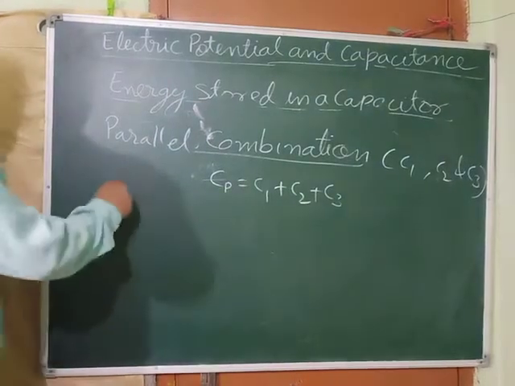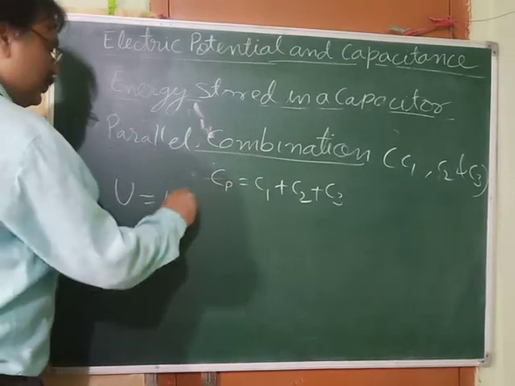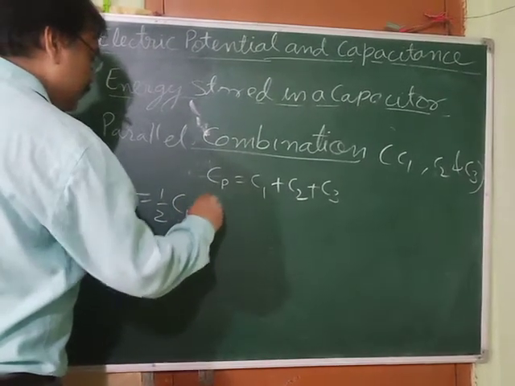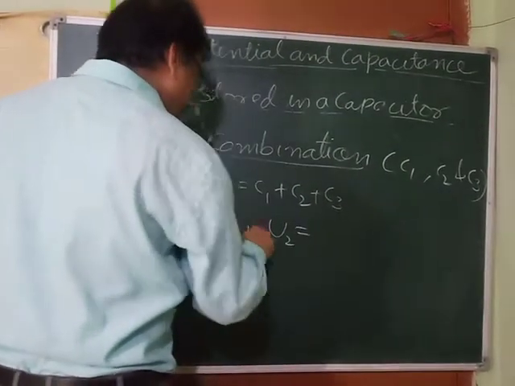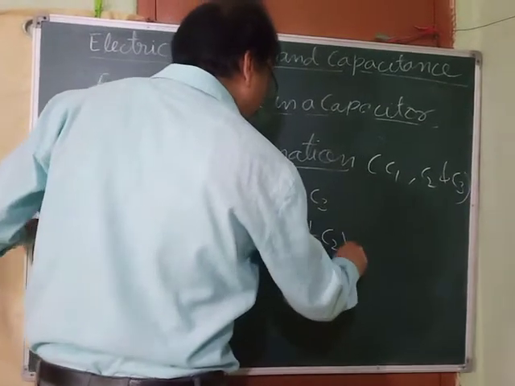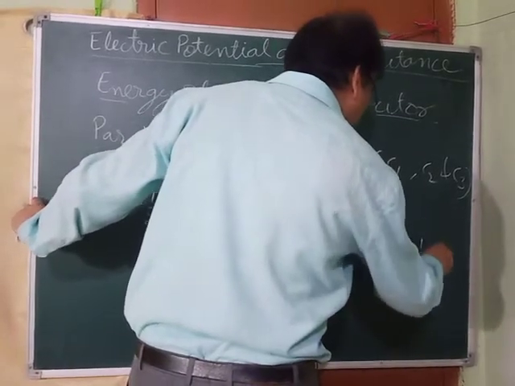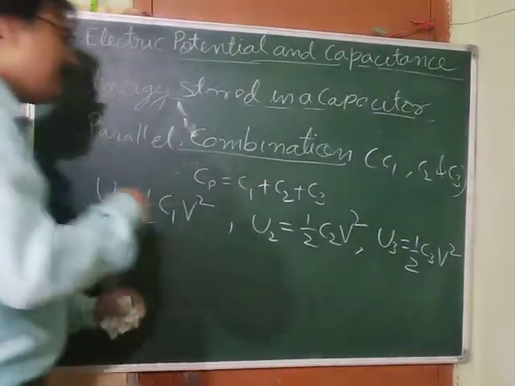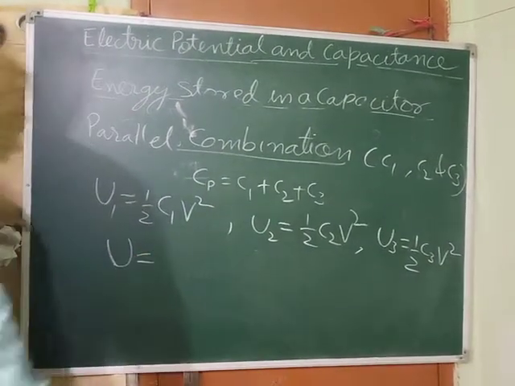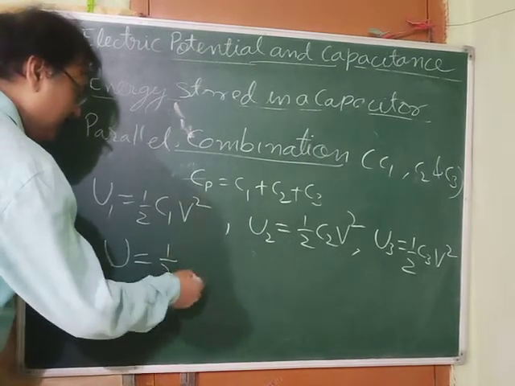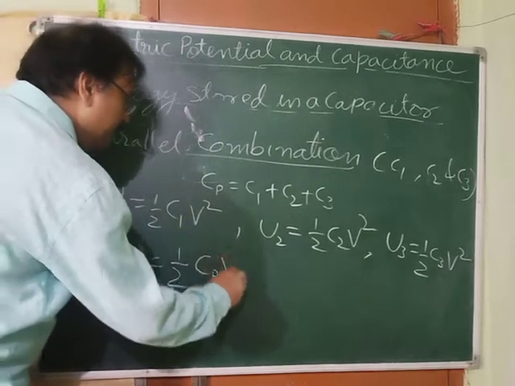Now, what is the energy of one capacitor? U1 is equal to 1 by 2 C1 V square, because the potential difference is the same. In the same way, U2 is equal to half C2 V square, and for the third, U3 is equal to half C3 V square, because the potential difference is the same in parallel. Now, if you want to find the total potential energy, we use half, the equivalent capacitance Cp, into V square.